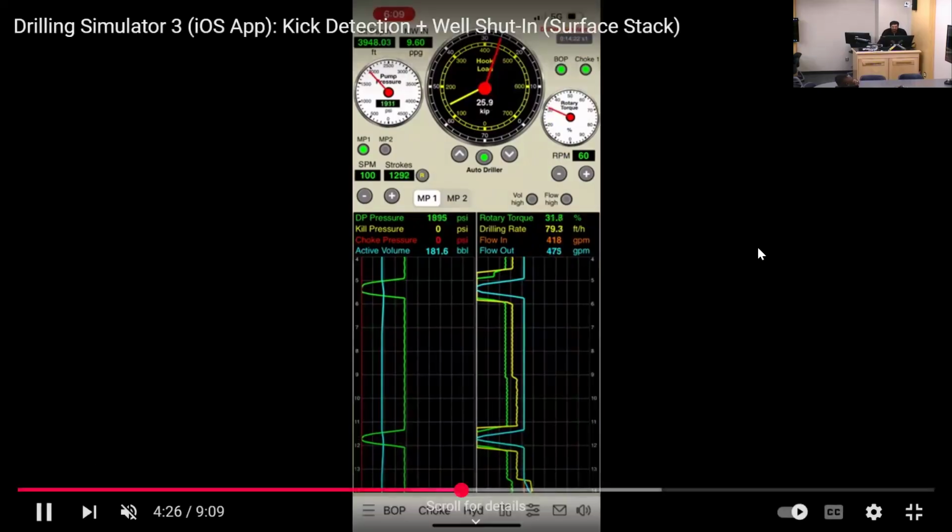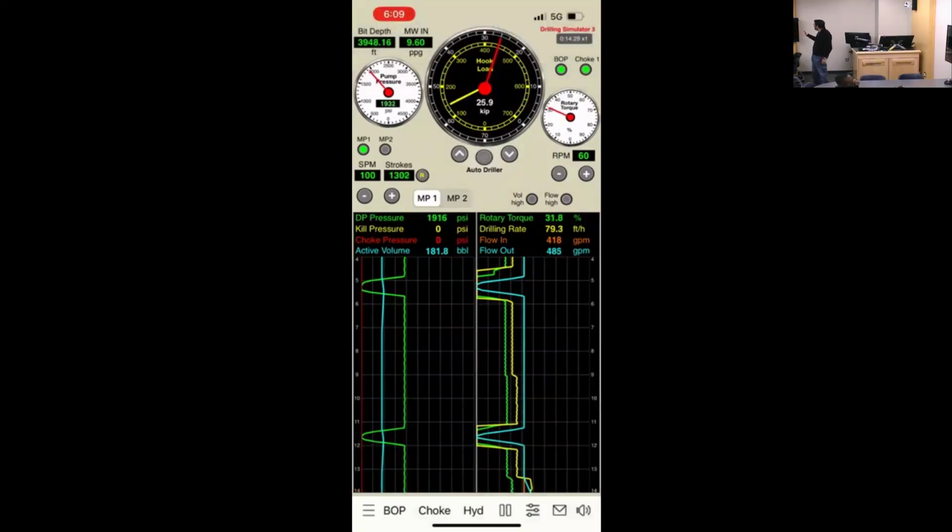Everything increased. Yeah, now I'm in trouble. Look at my mud out. It's 475. Look at my mud in, 418. Something is going wrong. Also, if you notice the active pit volume, it started changing. Why? So I stop pumping.